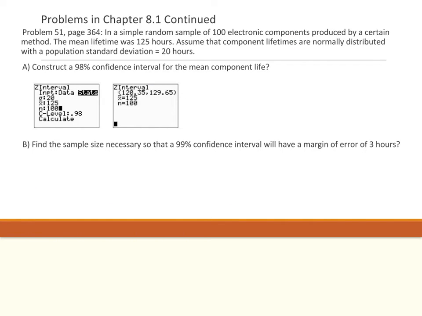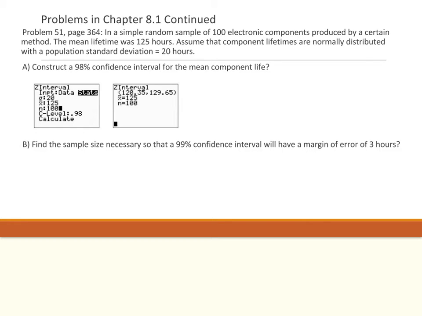So now we're looking at problem 51 on page 364. Here we do not have a data set. Instead we have numerical information, some statistics. In a simple random sample of 100 electronic components produced by a certain method, the mean time was 125 hours. Assume that the component lifetimes are normally distributed with a population standard deviation of 20.